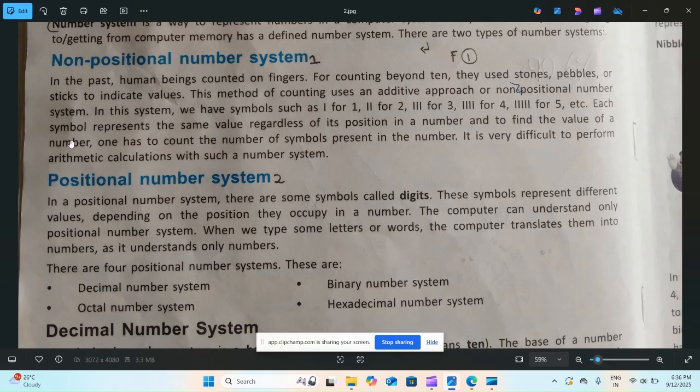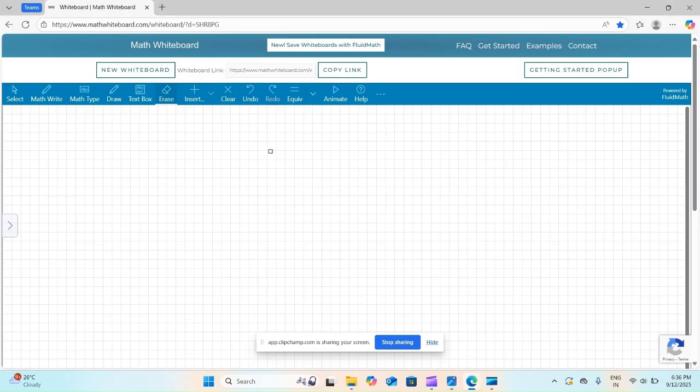Because each symbol represented in this non-positional system has the same value regardless of its position. What does this mean? Okay, we'll just move on to the whiteboard to understand this. Suppose I am representing the number 3. So I will draw 3 sticks. Okay, so this number is 3, correct?